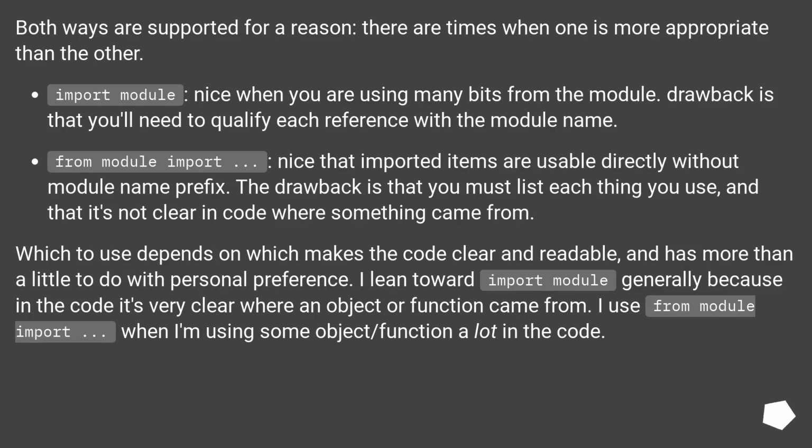Both ways are supported for a reason. There are times when one is more appropriate than the other. Import module is nice when you are using many bits from the module. The drawback is that you'll need to qualify each reference with the module name. From module import ... is nice because imported items are usable directly without the module name prefix. The drawback is that you must list each thing you use, and that it's not clear in code where something came from. Which to use depends on which makes the code clear and readable, and has more than a little to do with personal preference.